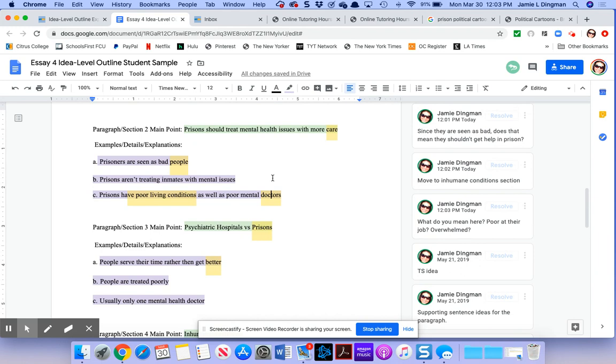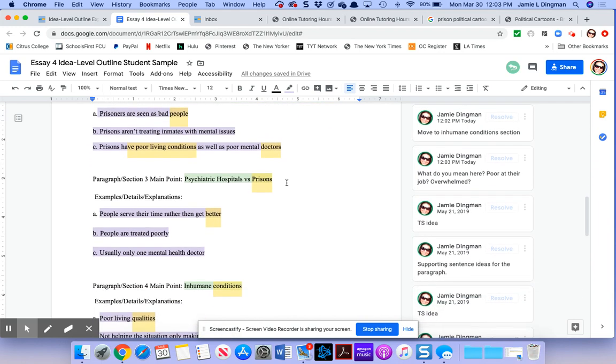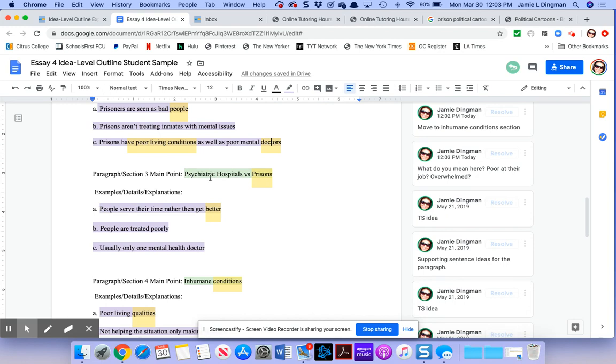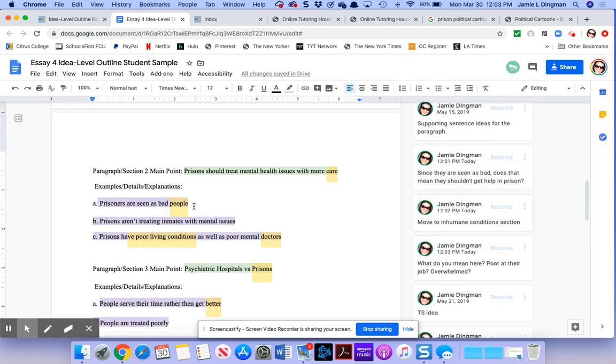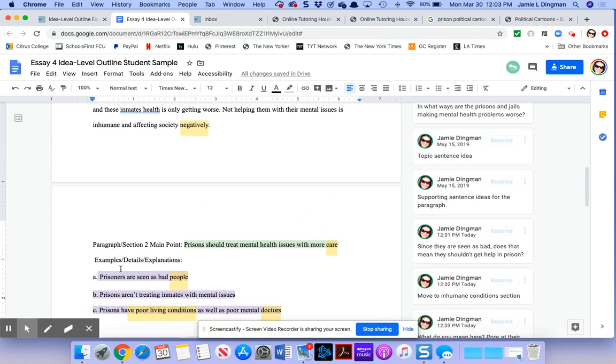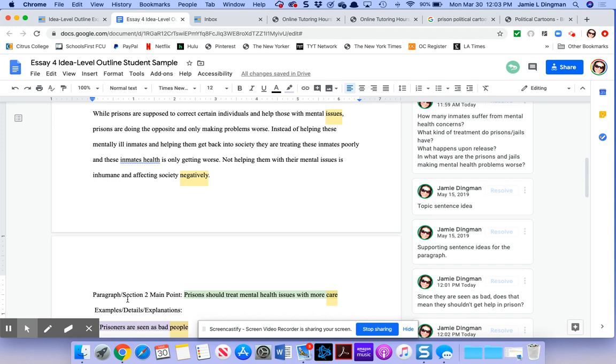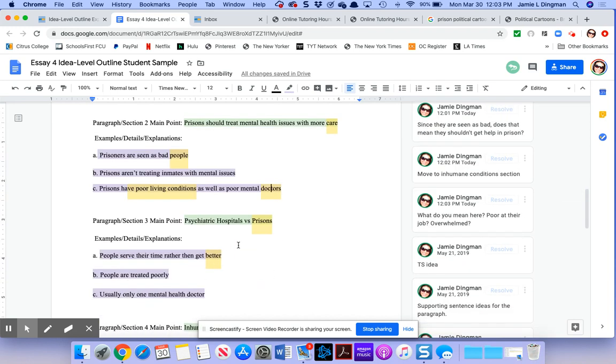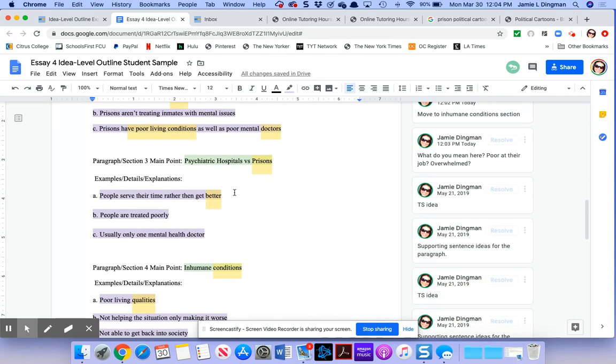Okay, so this is their prison should treat mental health issues with more care section. Now they're getting into what seems like psychiatric hospitals versus prisons. And this might be a paragraph that should come before this one, because it seems like here they're trying to explain, what's the difference between a psychiatric hospital and a prison, and would people be better off in a psychiatric hospital as opposed to a prison? So maybe we should consider moving this one.